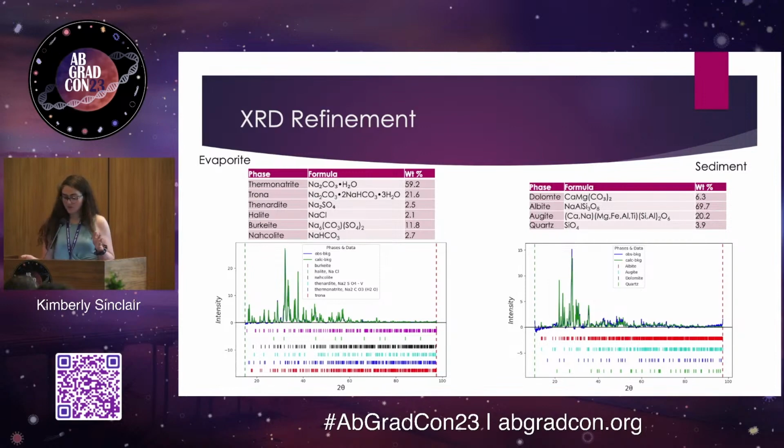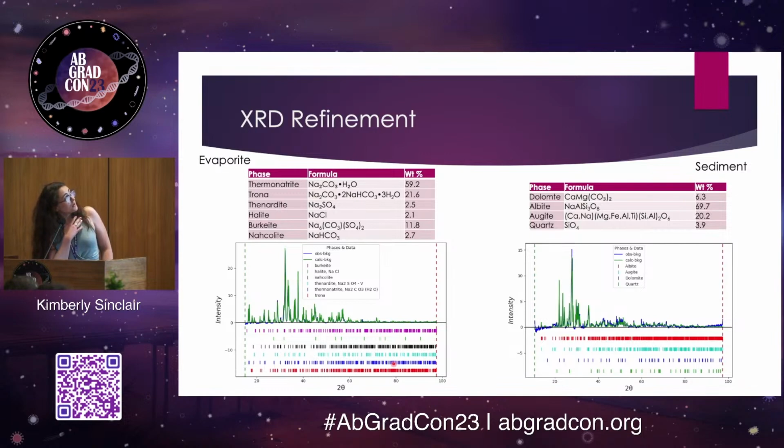So this is an example of one evaporite and one sediment from these lakes. Going through this evaporite here, we've identified multiple different sodium carbonate phases. So there's a lot of thermonatrite, which is sodium carbonate with one water molecule, at the 60% weight percent level. And then for reference, in this sample here, the thermonatrite is this blue. And so for each mineral you expect to see different peaks in the 2 theta range. And so we're just matching those peaks.